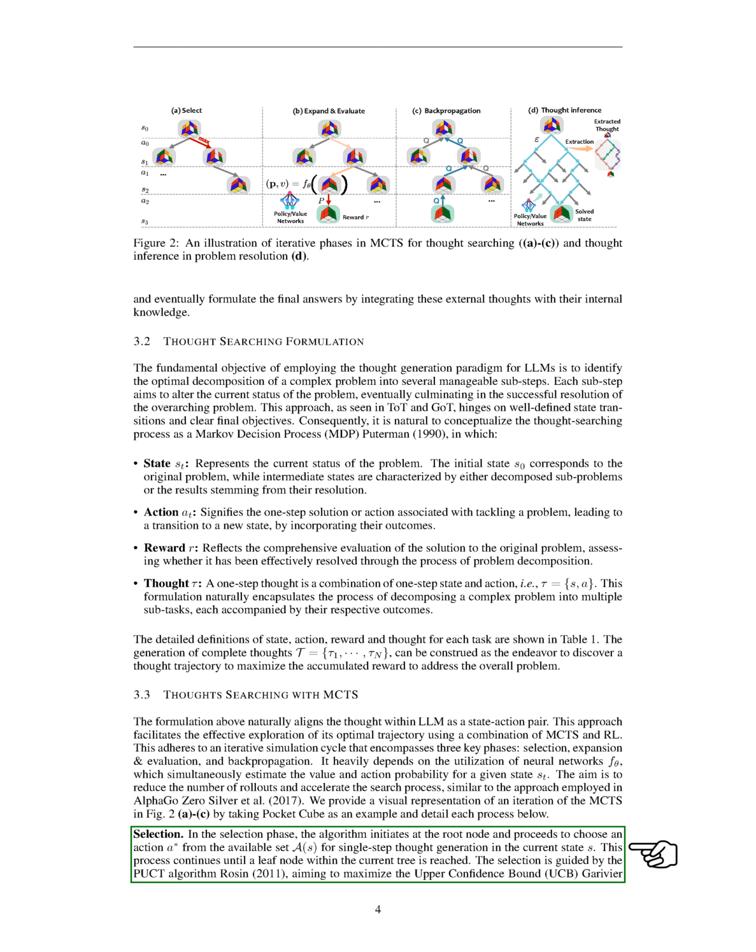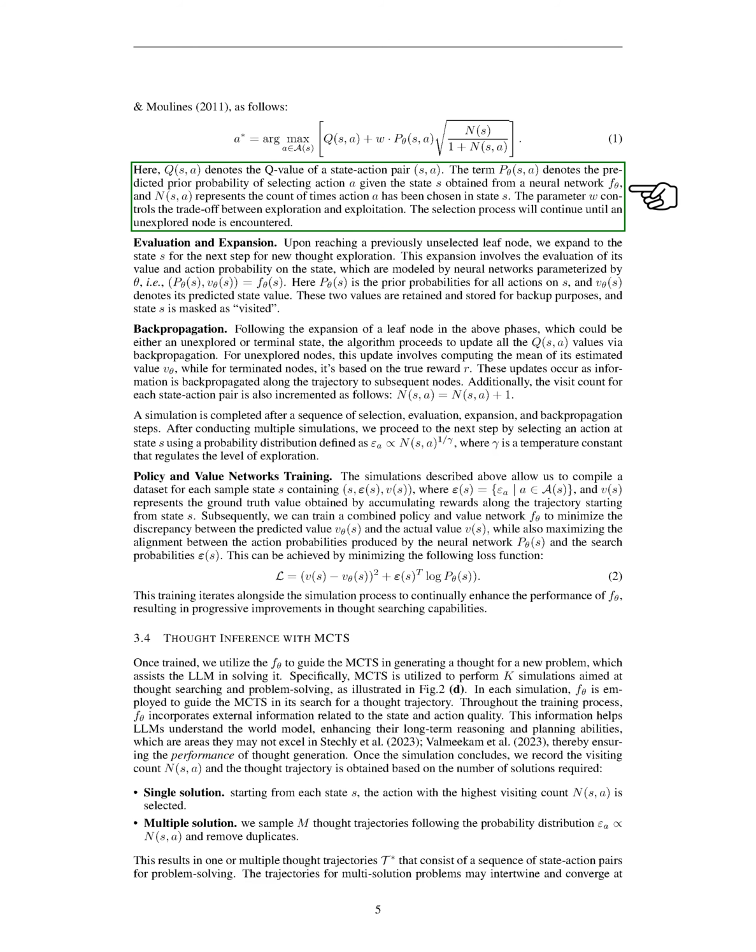1. Selection. The algorithm starts at the root node and chooses an action from the available set for single-step thought generation in the current state. This continues until a leaf node within the current tree is reached. The selection is guided by the PUCT algorithm, which aims to maximize the upper confidence bound. This involves the Q value of a state-action pair, the predicted prior probability of selecting an action given the state, and the count of times an action has been chosen in a state. The selection process continues until an unexplored node is found.